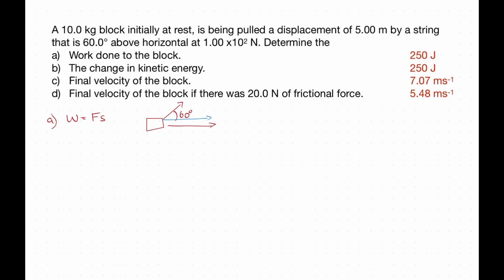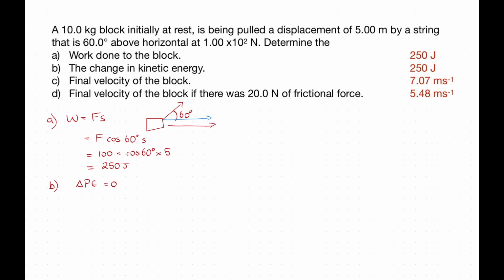So therefore, it's moving in that direction, so only the component along that direction is going to be applying the work. So our work in this situation is going to be our F cos of 60 times the displacement. So that is going to be our 100 times cos 60 times our displacement, which is 5 meters, which should get us the value of 250 joules.